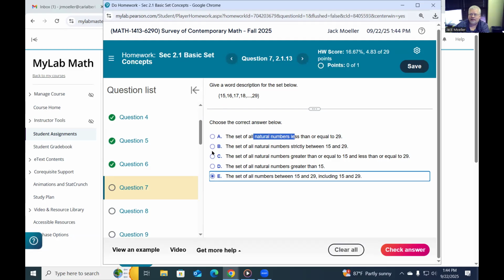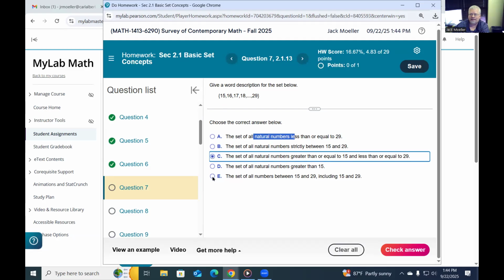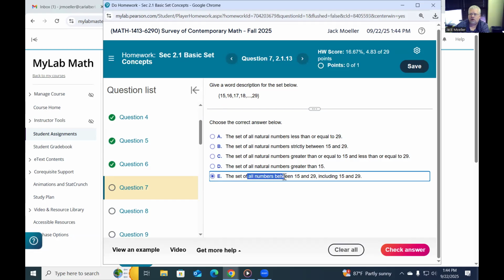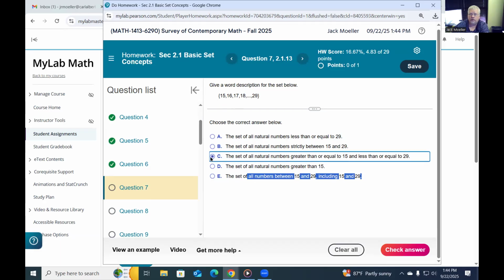And then why is it C and not E? Because here it says all numbers, so that includes decimals and fractions. We're not dealing with decimals and fractions. So that's what you're going to have to do for this unit: know your definitions and be precise in the language that you're dealing with. All right.